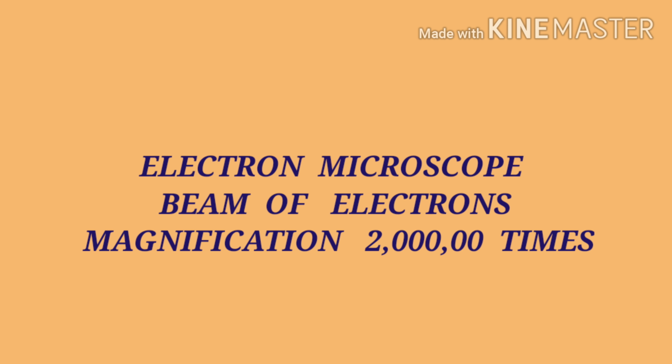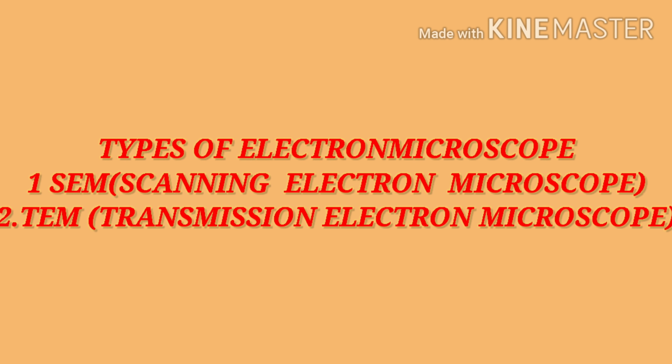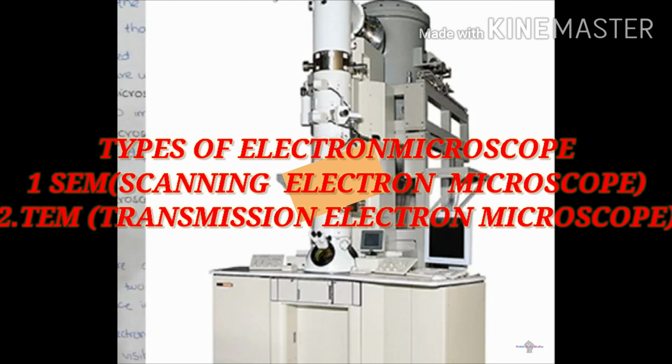Next is the electron microscope. In an electron microscope, actually a beam of electrons is used, and its magnification is around 2 lakh times. That means the highest magnification power is that of the electron microscope. And the electron microscope is further of two types: SEM, scanning electron microscope, which is generally used to see 3D objects, and the next one is the transmission electron microscope, which is generally used to see the internal structure of the cell.